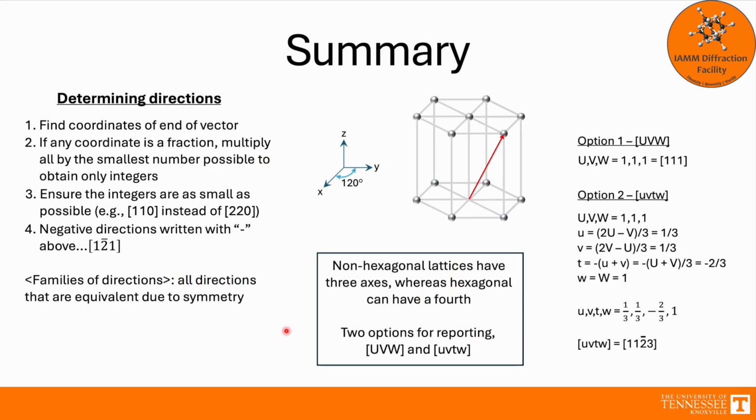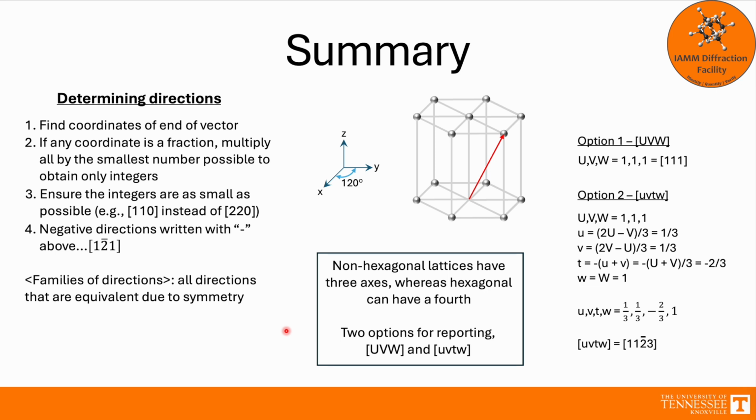So in summary, when determining directions, we want to find the coordinates of the end of the vector. If any coordinate is a fraction, we need to multiply all coordinates by the smallest number possible to obtain only integers. We then need to double check to ensure that the integers are as small as possible. For example, the 110 instead of the 220. And then if we have any negative directions, they are written with essentially a minus sign above the number that is negative. And we say it as 1, 2 bar 1 in the example shown.